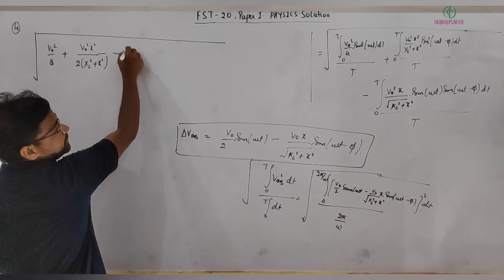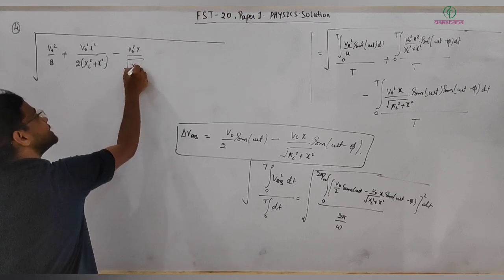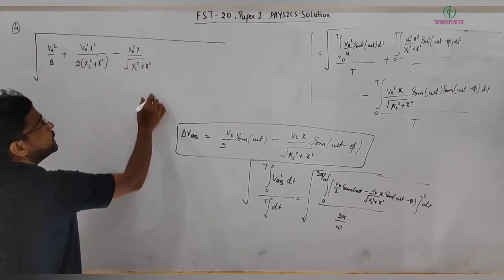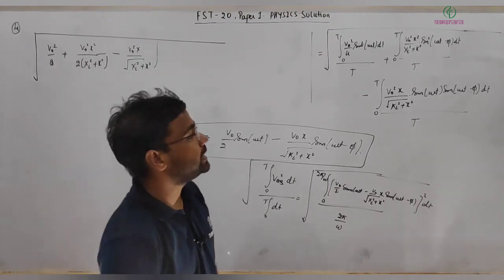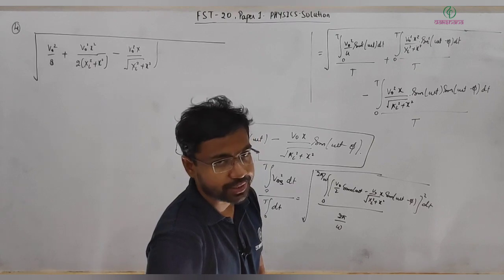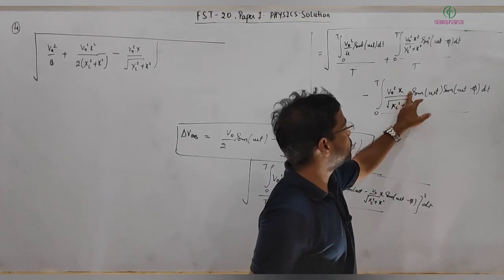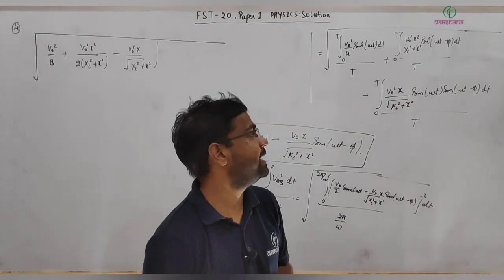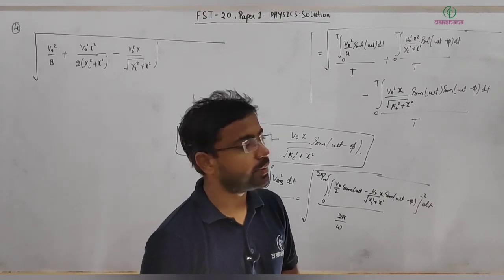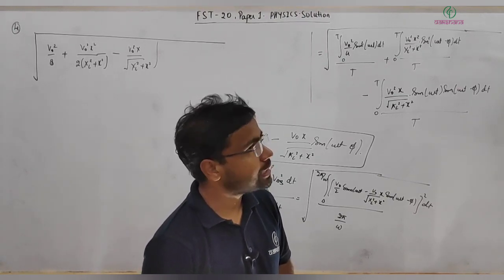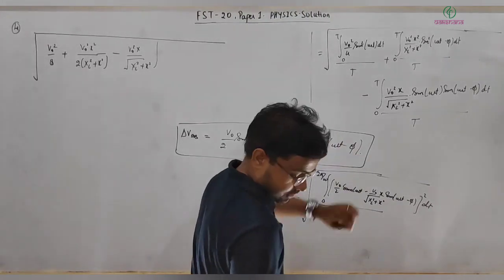So first let me take it out, V naught square into x divided by under root xl square plus x square, and the integral here we have sine omega t into sine of 2 omega t minus phi. That I can write by multiplying by 2 and dividing by 2, as 2 sine c sine d, which will be cos of c minus d plus cos of c plus d.